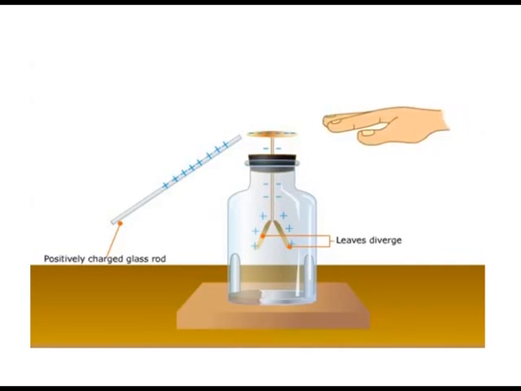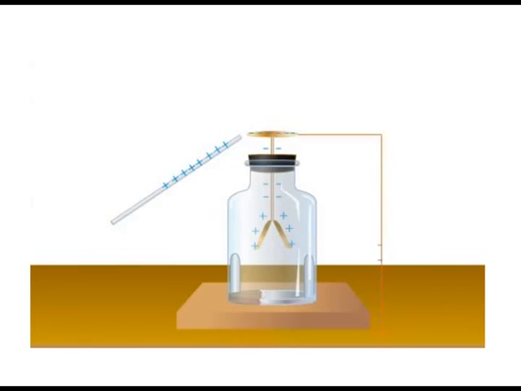When the metal disc is earthed by touching, the leaves collapse because electrons from the ground neutralize the positive charges on the leaves. The negative charges on the metal plate are bound there as long as the glass rod is near the plate. When the glass rod is removed, the electrons redistribute and the leaves diverge due to repulsion. So the electroscope acquires a negative charge.